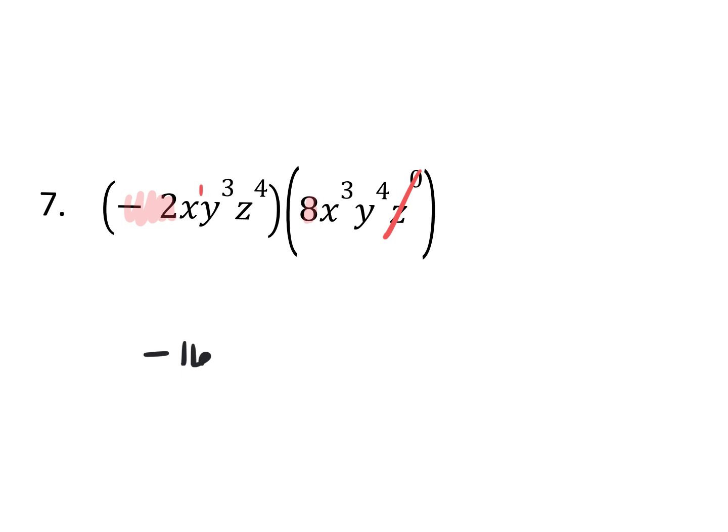Okay, now I'm going to do my x first. So I have x to the first and x to the third. That's going to give you x to the 4th. Let's move on to our y's. I have y to the 3rd and y to the 4th. That's going to give me y to the 7th. And then I have the z to the 4th, and we don't have to worry about that z to the 0 power because that turns into 1. So I'm just going to leave that as z to the 4th.